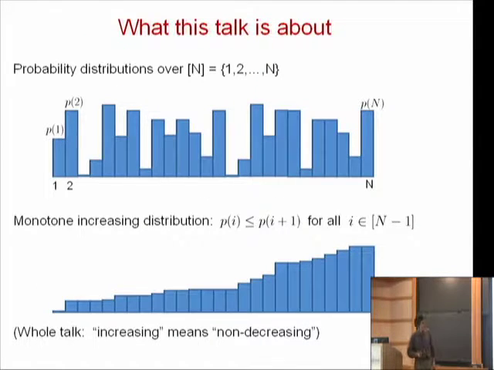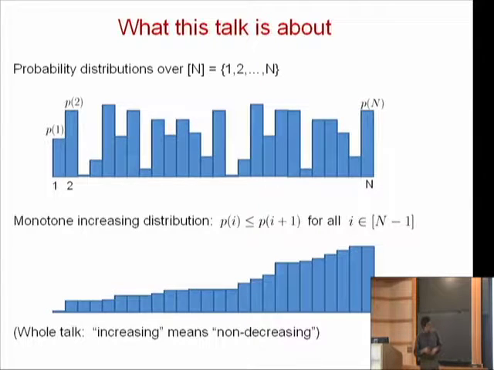Okay, so what the talk is going to be about at a high level is studying probability distributions over a very simple domain, 1 through n. And it's going to be important, we'll see, that we think of this as an ordered domain, 1, 2, 3, 4, not like an arbitrary n element set.